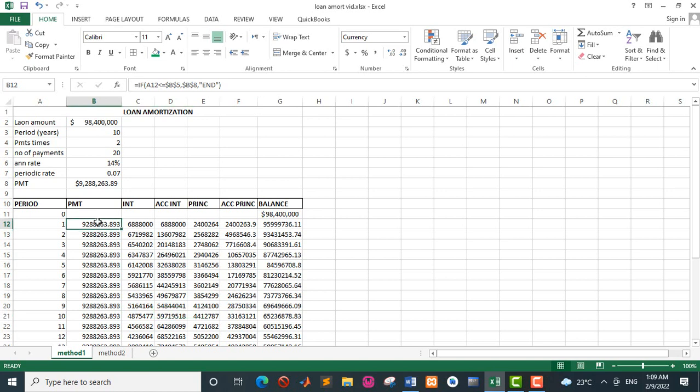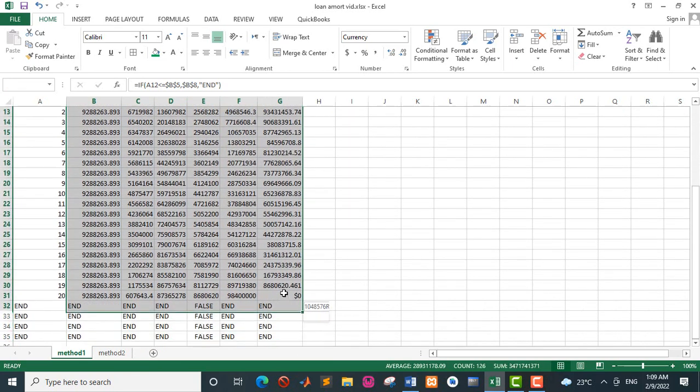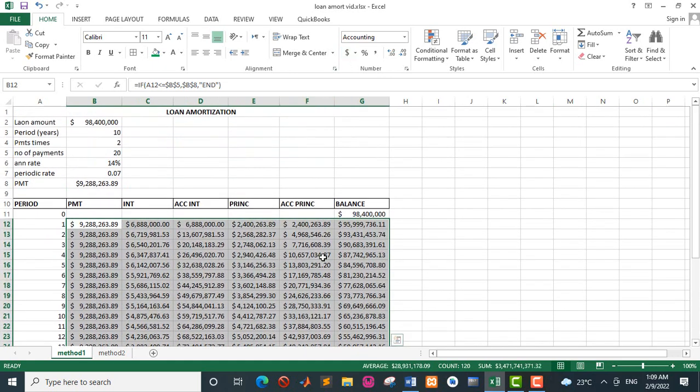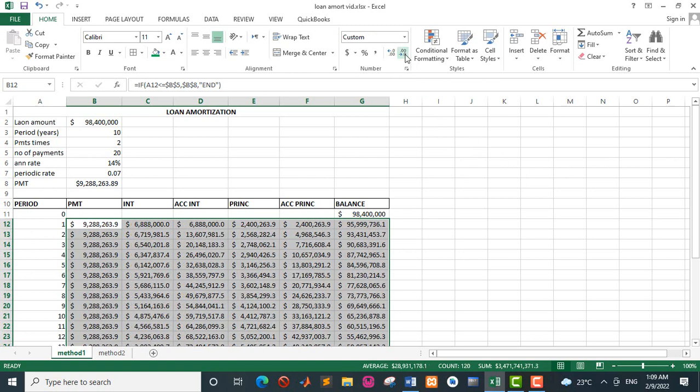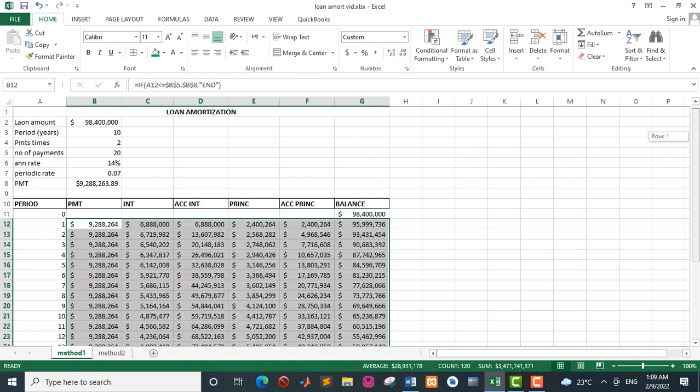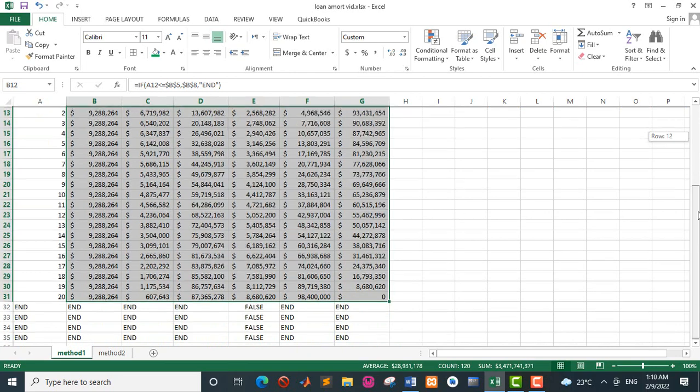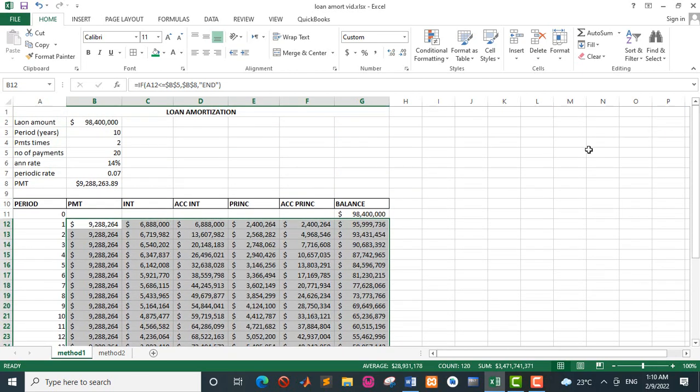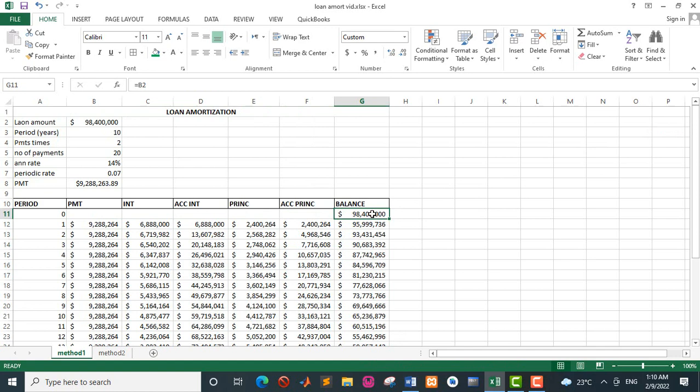So we can as well format this to dollars. So you highlight, then you click on the dollar symbol here. So the decimal places will be included. So if you don't want, you reduce by clicking on this. So this is our amortization schedule in a simplified format. So can save the changes.